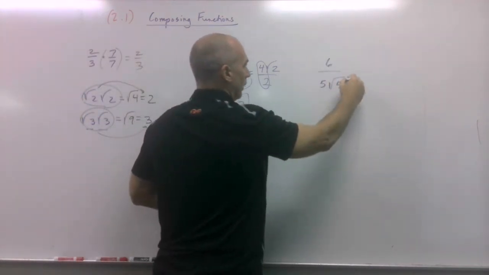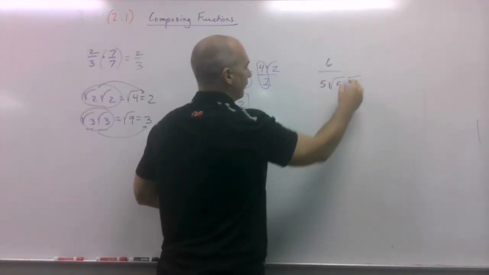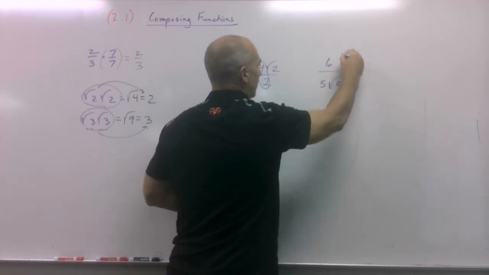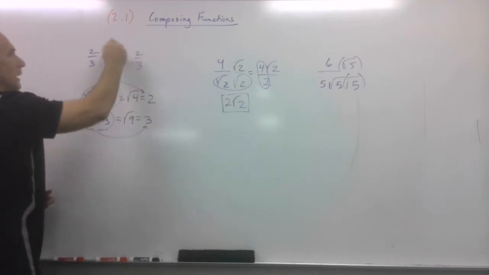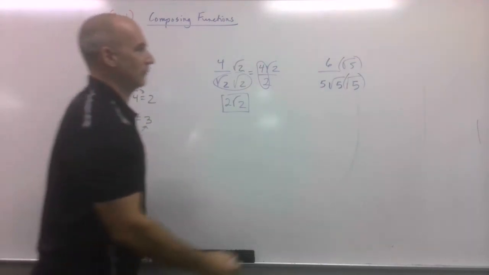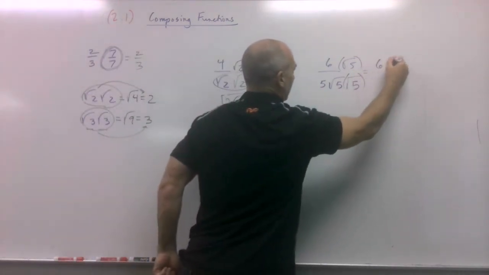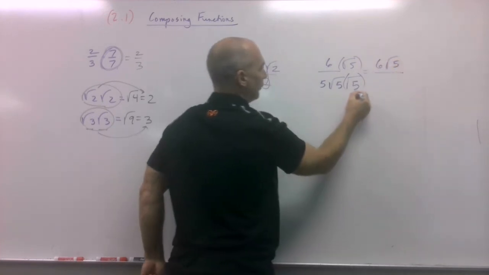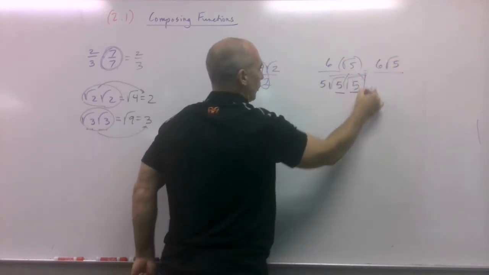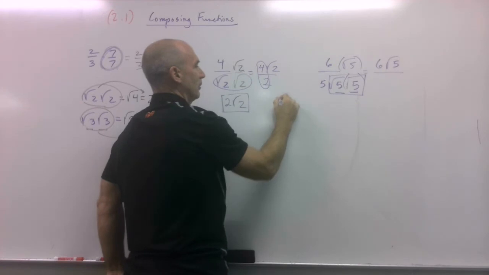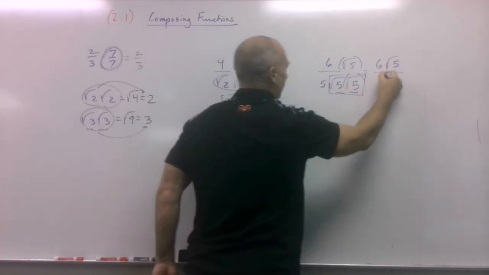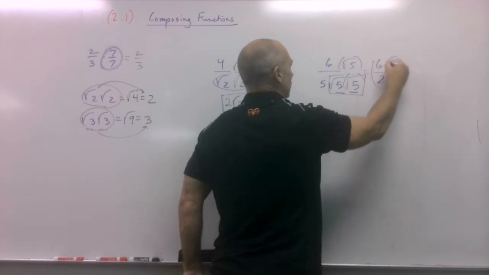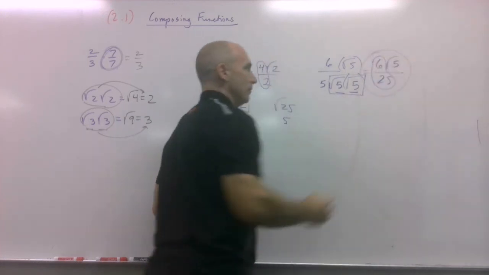Over here, all I care about is the square root of 5. I'm going to multiply by the square root of 5 all over the square root of 5. So what am I doing? I'm multiplying by 1. I'm just changing the way it looks. So I get 6 square root of 5 all over. Now watch this. The square root of 5 times the square root of 5 is actually the square root of 25, which is 5. I can't reduce this, so I'm done.